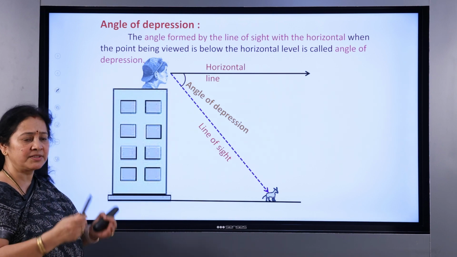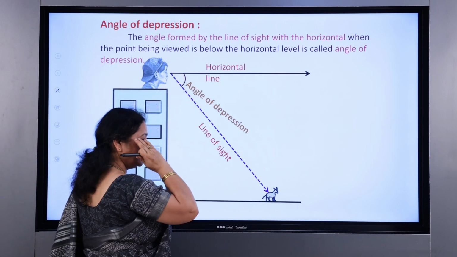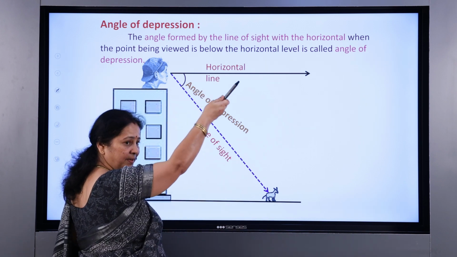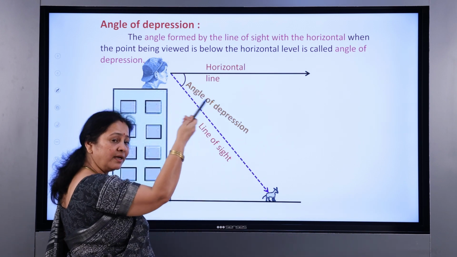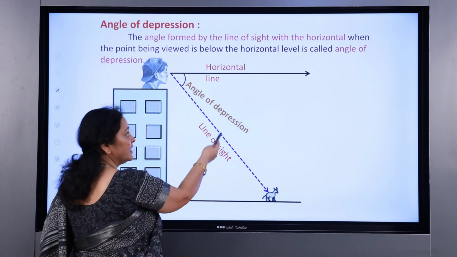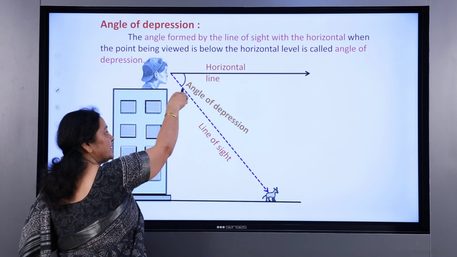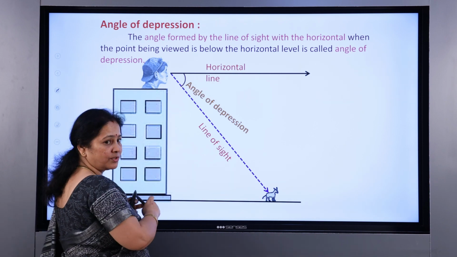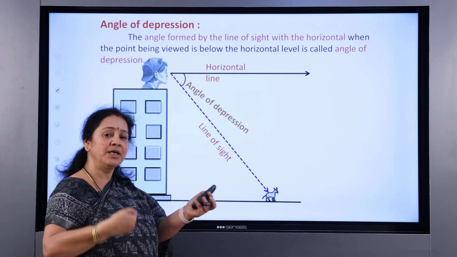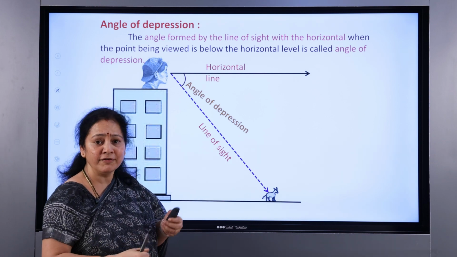Only 3 terms. One, the horizontal line, lying through the eye, parallel to the ground. The line joining the eye and the object is called the line of sight. If the object is above, the angle between the line of sight and the horizontal is called the angle of elevation. And if the object is below, then we call it the angle of depression.